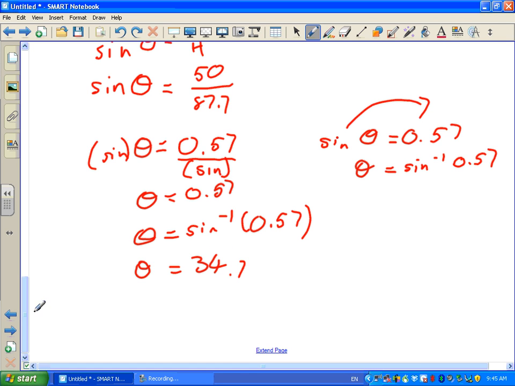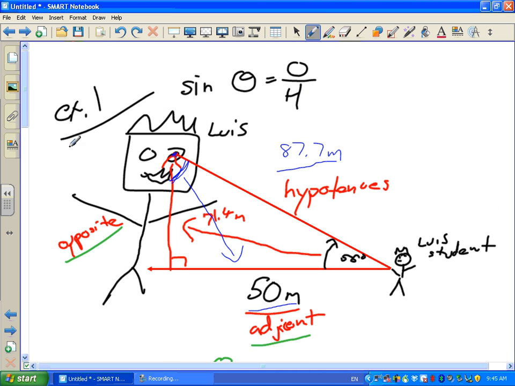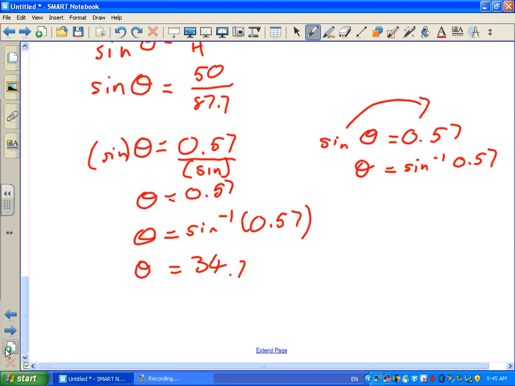34.7. So, once again, going way up to the top, the angle of depression from Lewis the Monster's eye is 34.7 degrees, according to this. Okay? Does that make sense? Yeah, that makes almost sense. It should have been 35 on the dot.